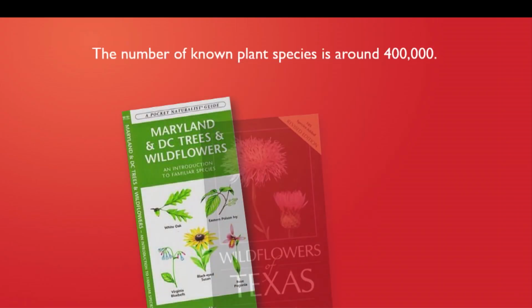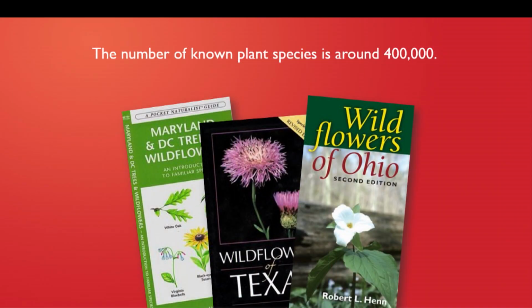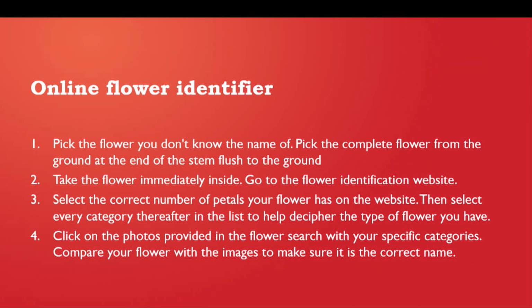So maybe we can turn to the books. If we have a book for the specific region we're in, we can carry it and look for it, maybe we can find it there, maybe not. What can we do? Then maybe we can go online. This is how I searched on Google how to find the flower name. I found these instructions. I didn't touch them, it's exactly how it is. You have to pick up the flower, you have to take it home, you have to fill out a form.